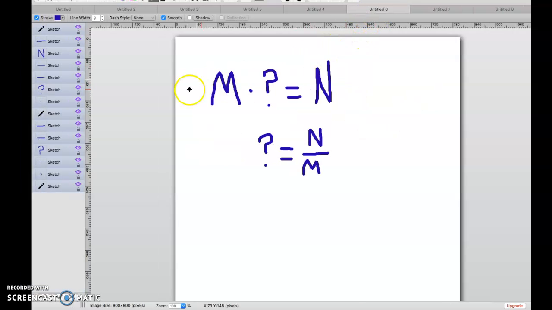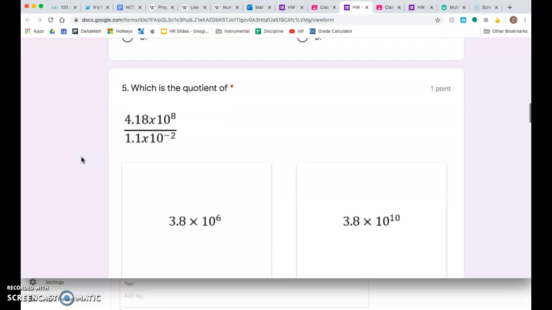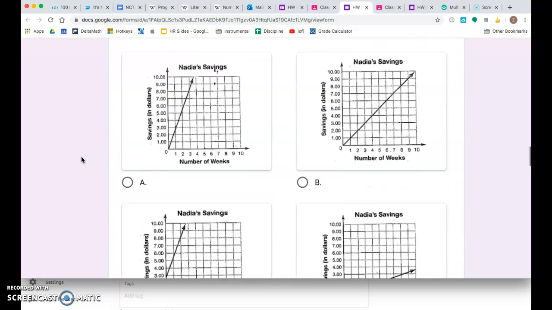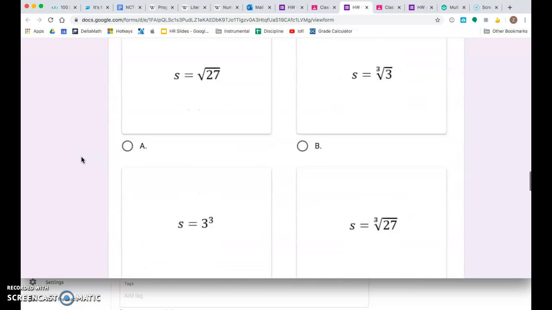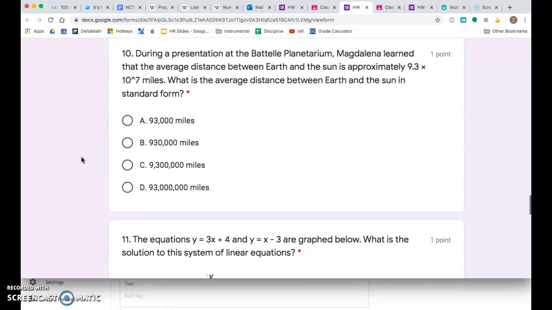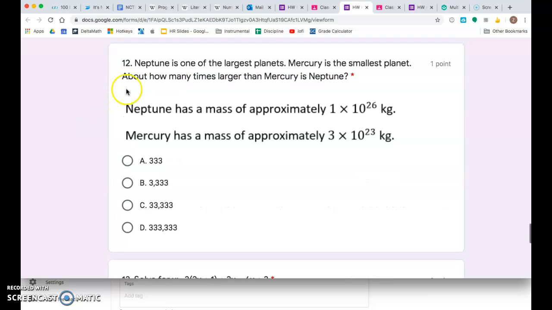I need to talk about a scientific notation word problem real quick. This is problem 10. Neptune is one of the largest planets. Mercury is the smallest planet. About how many times larger than Mercury is Neptune?